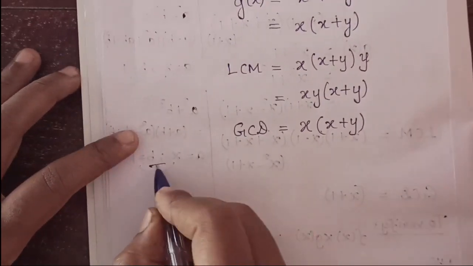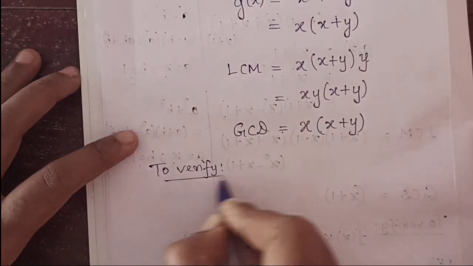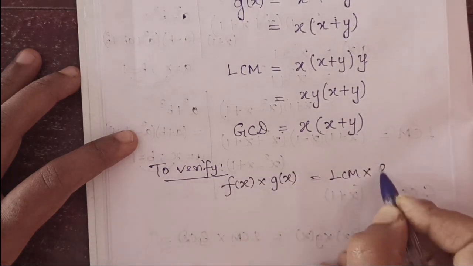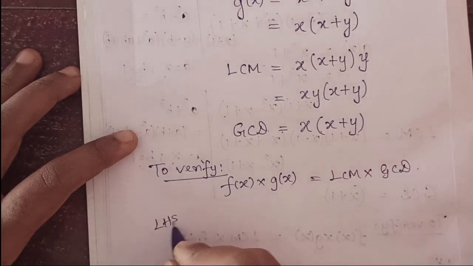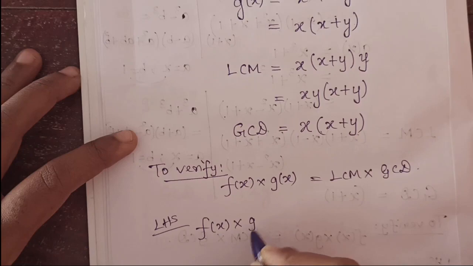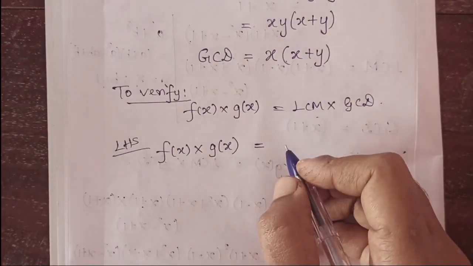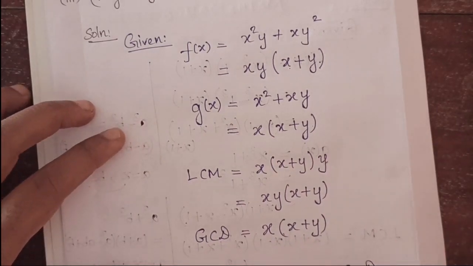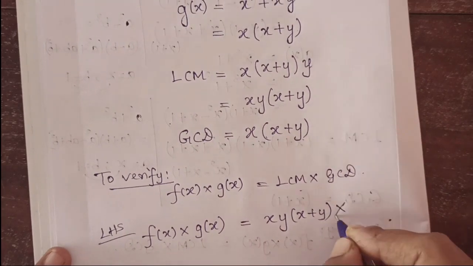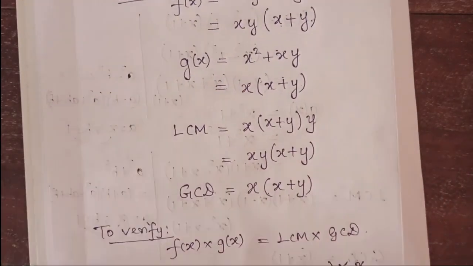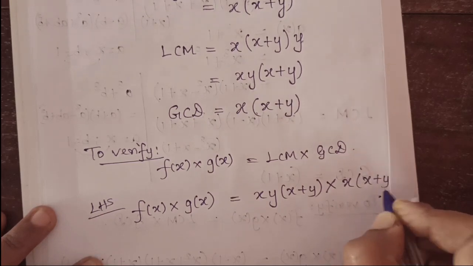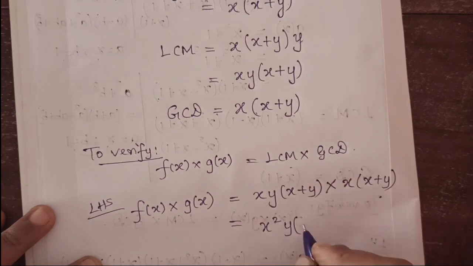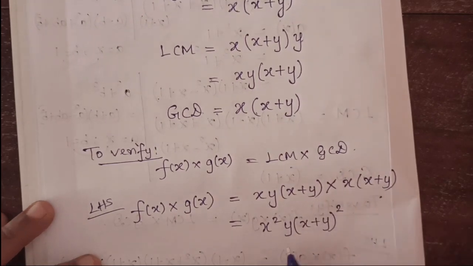Then what is the thing we need to verify? To verify, f of x into g of x equal to LCM into GCD. See the left hand side. f of x into g of x, which is equal to, just write the f of x value, xy into x plus y, into, see the g of x value here, x into x plus y. On multiplying, x into x square, and y, x plus y into x plus y the whole square. Now check that.